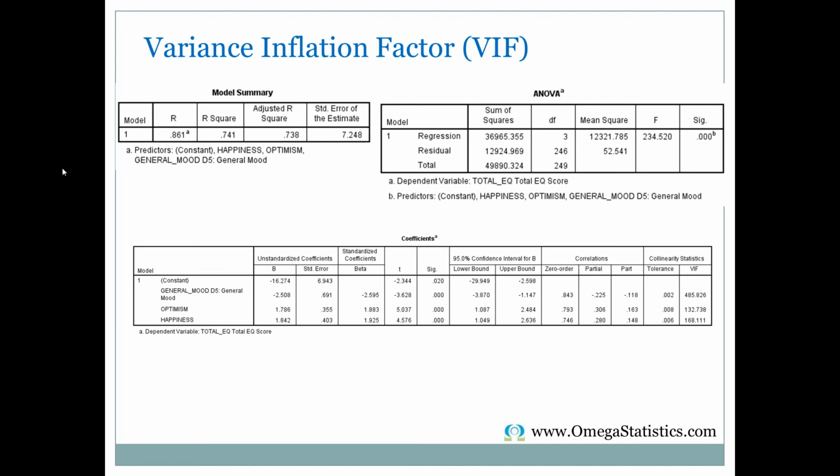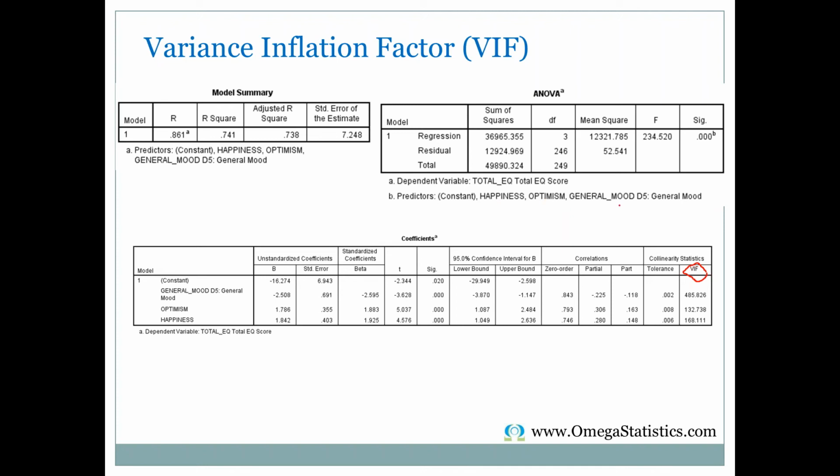Okay, so I'll show you some more here in the output. They range from 1 upwards for variance inflation, and right here it is in the output. What I did here was I ran the total emotional intelligence score as my dependent variable. So we have emotional intelligence as our outcome, and our predictors were happiness, optimism, and something called general mood, which is actually a combination of some of the different predictors. Happiness and optimism are used to compute general mood.